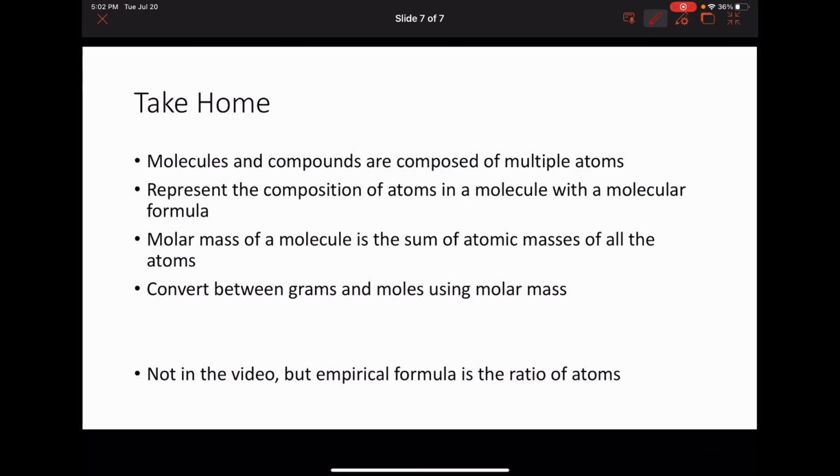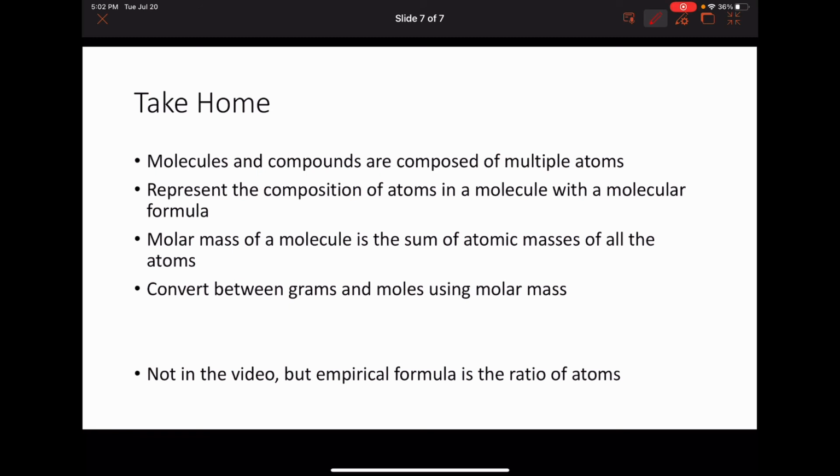So here are the take-home points from this video where we've learned about molecules and compounds. We can write formulas, we can determine molar masses, and now we can convert using molar masses between grams and moles for atoms, compounds, anything we have a formula for.